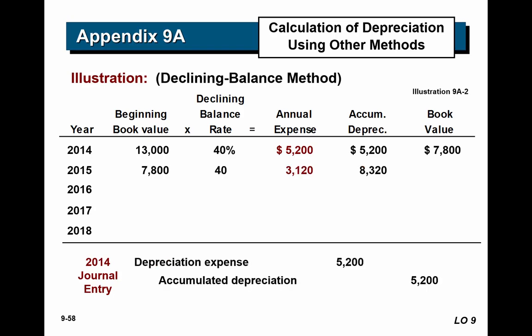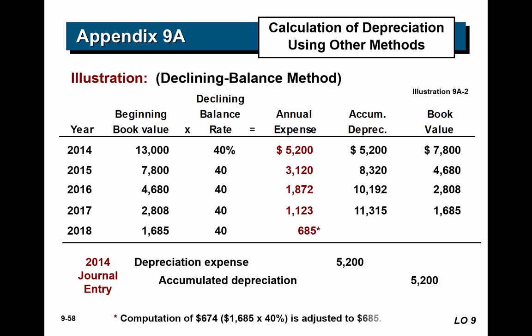Then we follow the same process each year, taking the beginning book value, multiplying it by the rate to get the expense, adding that expense to the previous year's accumulated depreciation to get the new accumulated depreciation, and then subtracting the accumulated depreciation from the cost to get the new book value. We carry that through. In the last year, that's the tricky one, we remember that we had to have a salvage value, so we adjust our expense for that year to whatever amount will leave us with the salvage value we need, in this case $1,000.